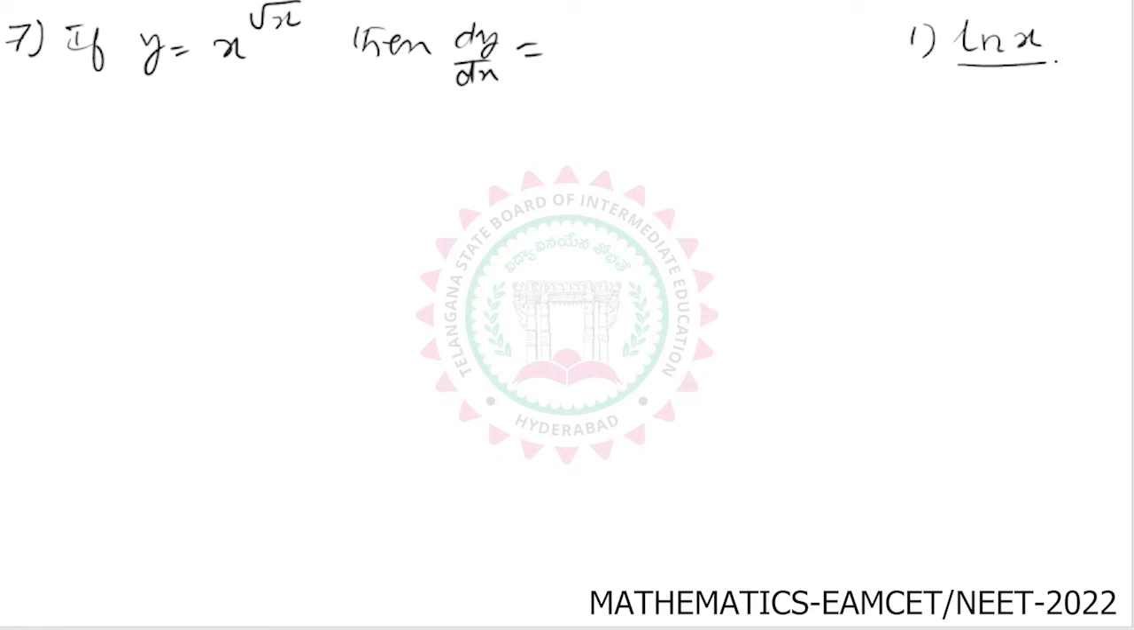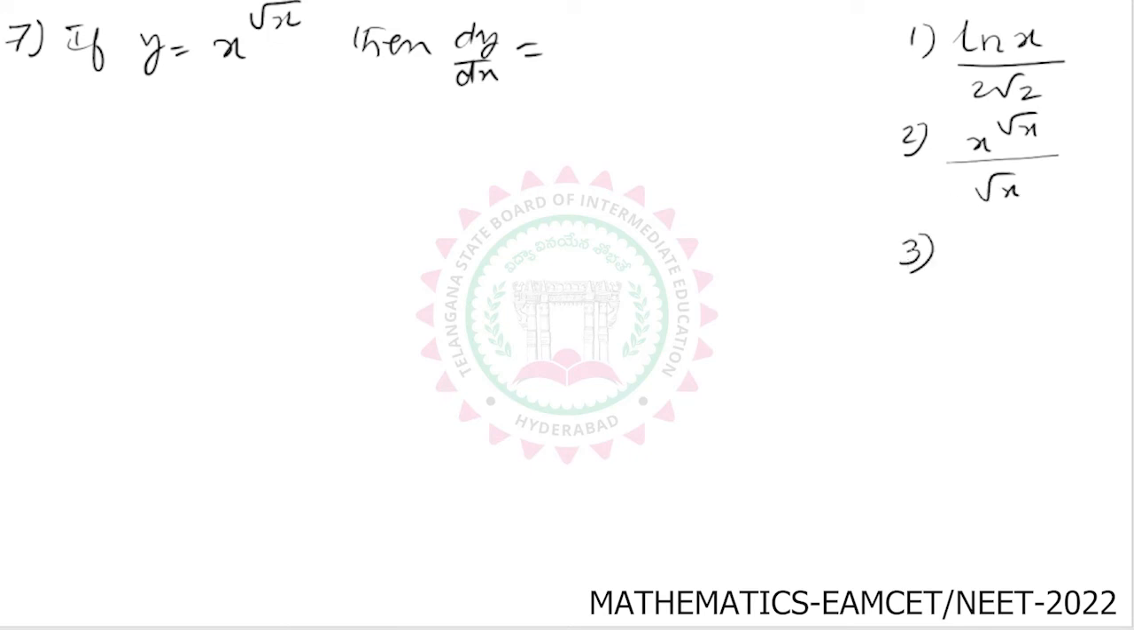If y is equal to x power of root x, then dy by dx is equal to, the first option is ln x by 2. Second option is x power of root x whole divided by root x.